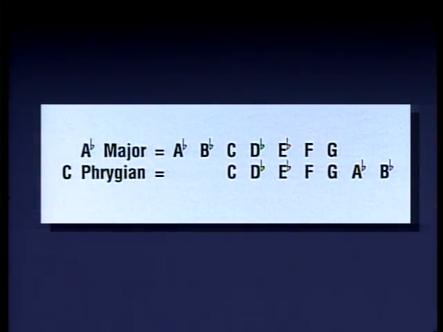Now let's go over here and look at our chart a little bit, and we can see the notes of A flat major scale written out. A flat, B flat, C, etc. Beginning directly below the third degree on C is the notes of the C Phrygian scale. C, D flat, E flat, F, G, A flat, B flat.